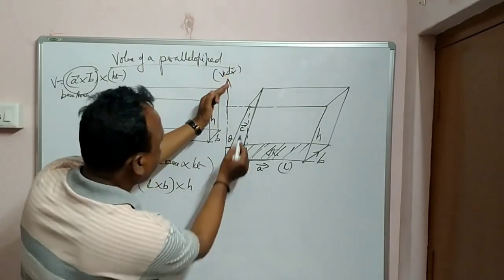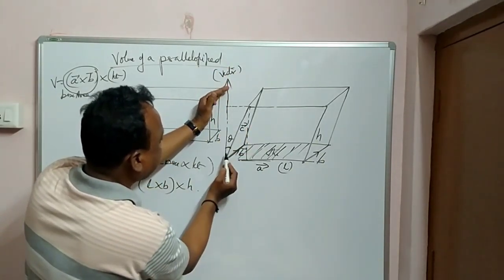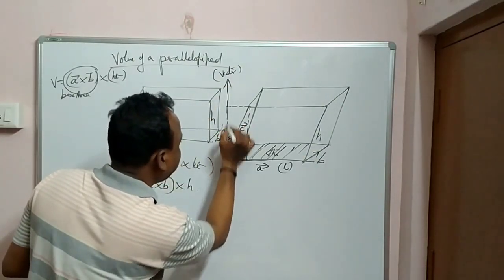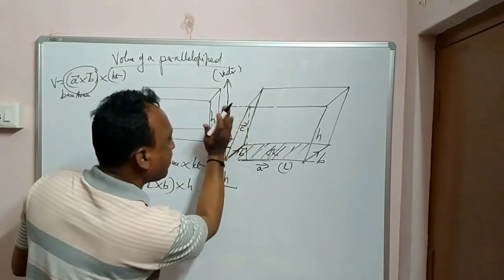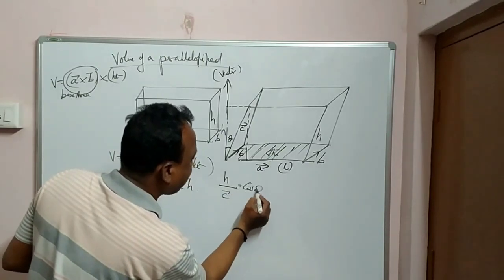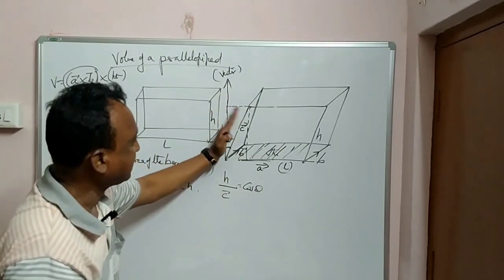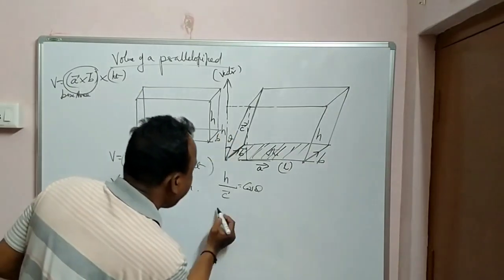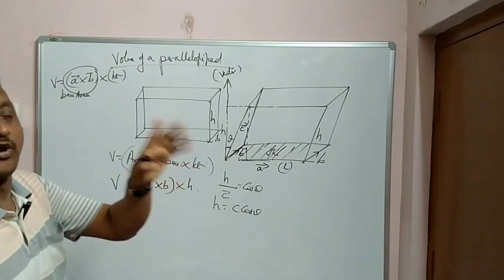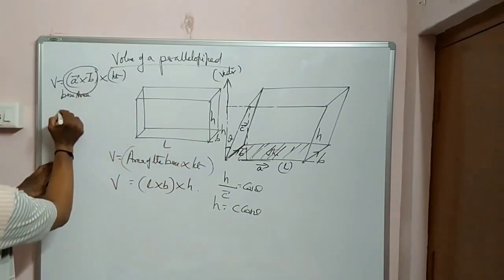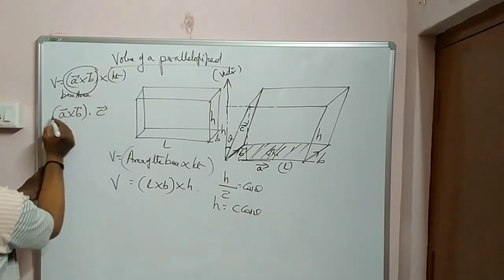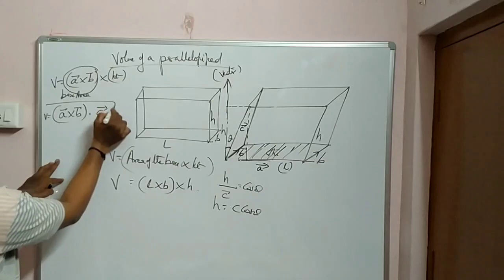But along this direction, what is the height? How to get this height? See here. Adjacent by hypotenuse, with C vector, is equal to cos theta. Adjacent by hypotenuse is cos theta. Therefore height is equal to C cos theta. When will you get C cos theta? When you take the dot product. Therefore, A cross B dot C vector. This is called the volume of the parallelepiped.